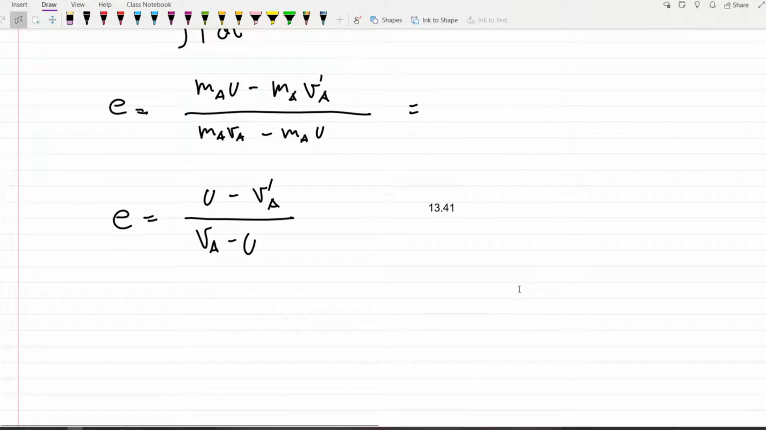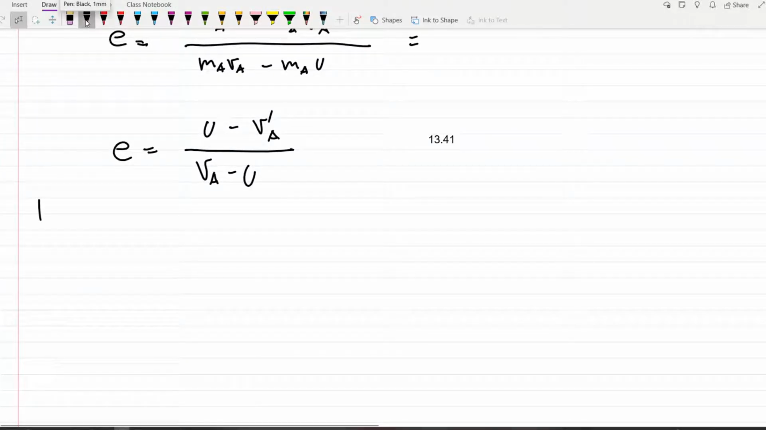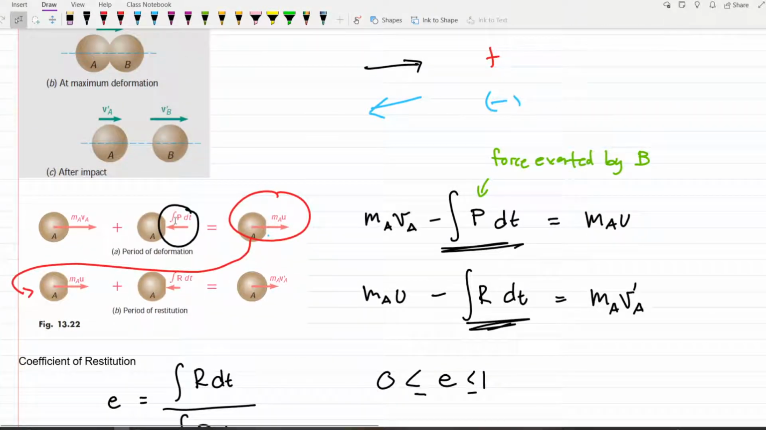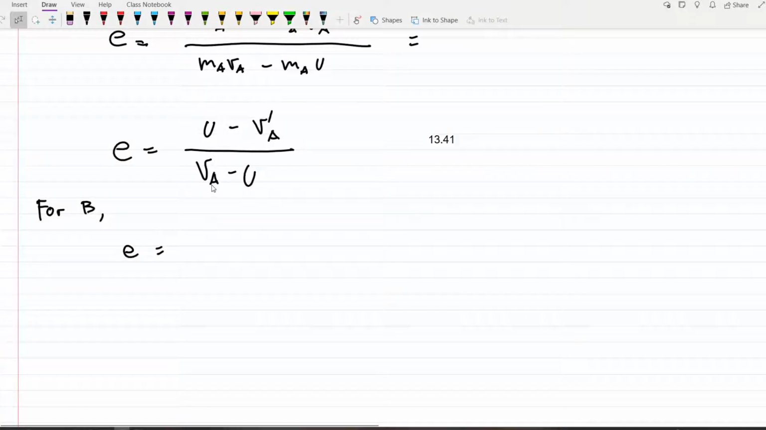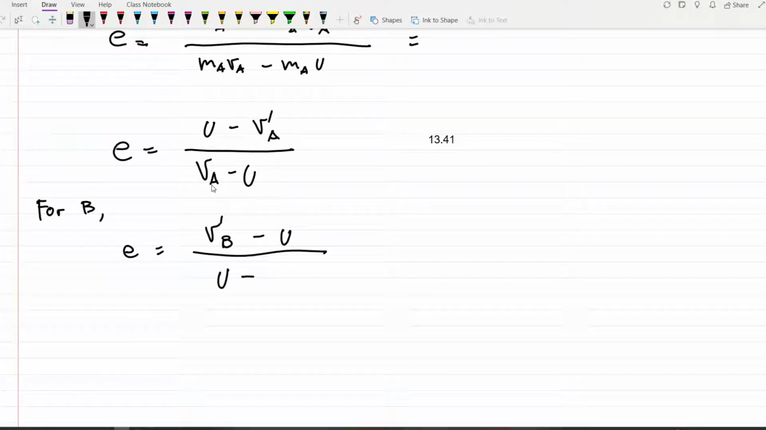Okay. Since this is for A, for particle B it is the same, but it will just reverse since the forces reverse. This integral of P dt is reversed. So we get E equal to V prime B minus U over U minus VB. So this is our 13.42.